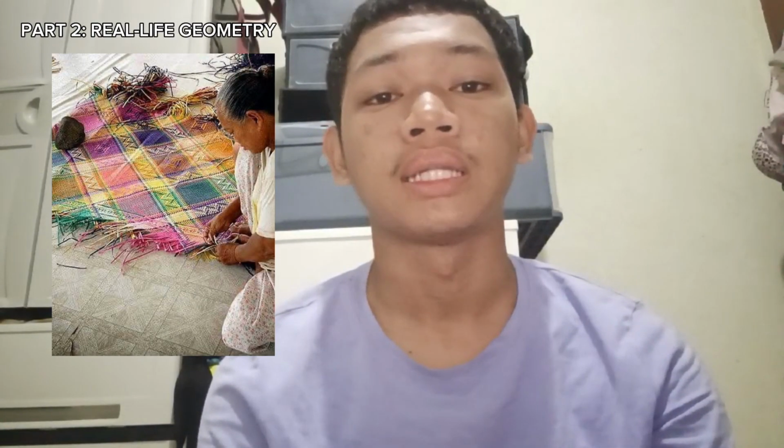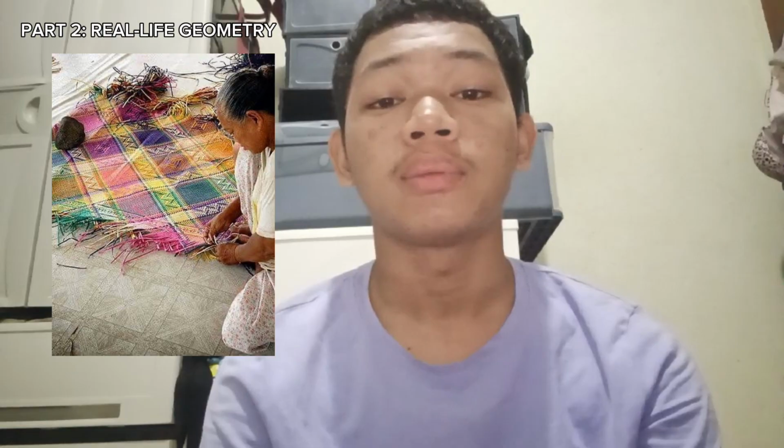This is a woven mat, also found in Filipino culture. It is made using repeating diamond shapes. The design is created by weaving strips of material in a pattern. The diamonds repeat again and again, making the mat look balanced and organized. This shows how geometry is used not only in modern design but also in traditional Filipino crafts.